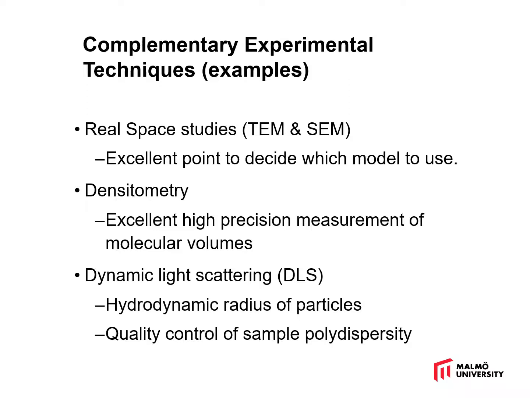The last and the simplest example that I've given is dynamic light scattering. It really gives you very simple information. In the first case, the hydrodynamic radius of particles, which should be slightly larger than the radius of gyration. So it's quite helpful and is an initial constraint in the modelling. But also it's an excellent quality control over sample polydispersity. It's extremely sensitive to polydispersity in a way that small angle scattering isn't.